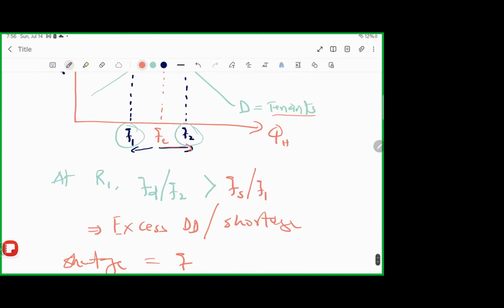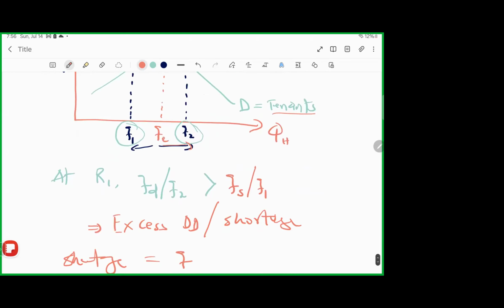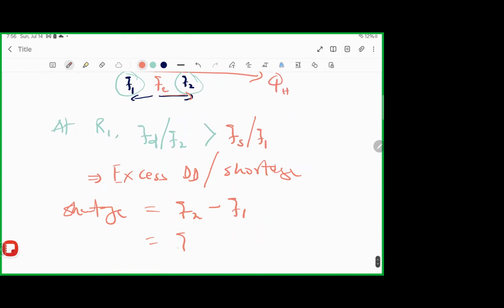Q2 minus Q1. In other words, it would be the quantity demanded minus the quantity supplied. So this is the shortage that we will find.